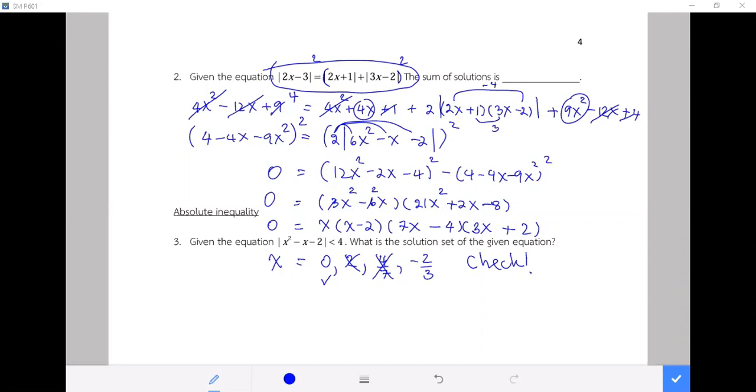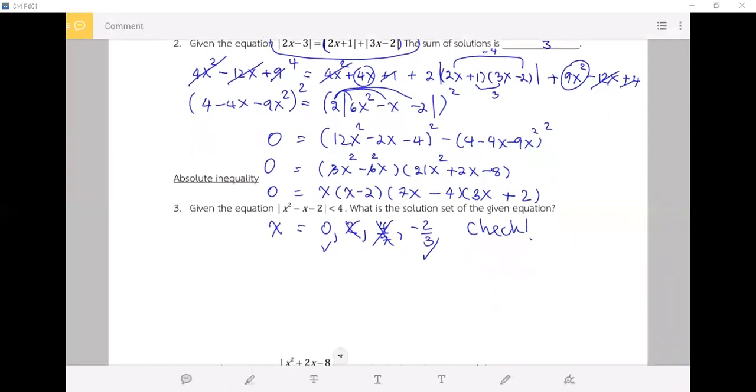Oh, sorry, I'm a little bit sick there. Negative 2 over 3 is okay. So the sum of the solutions would be 0 added with negative 2/3. So the answer is negative 2/3. Okay, so we want to go to the next problem now.